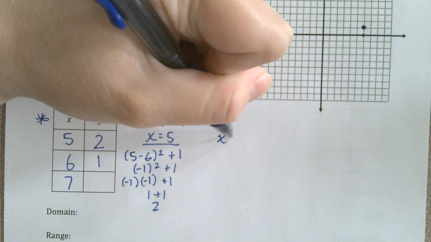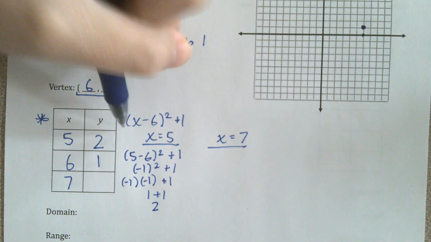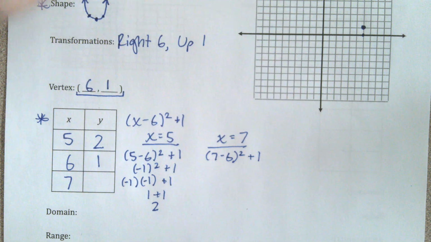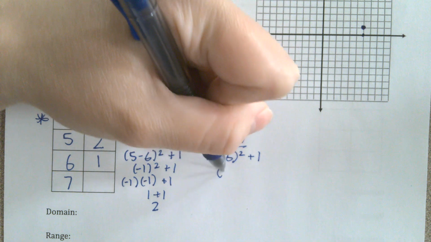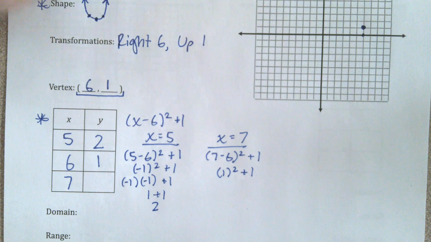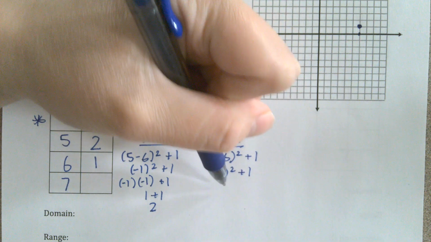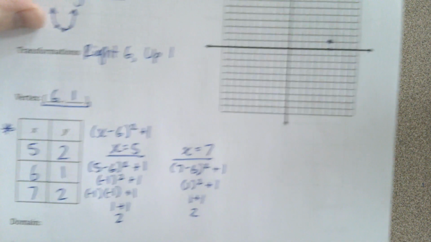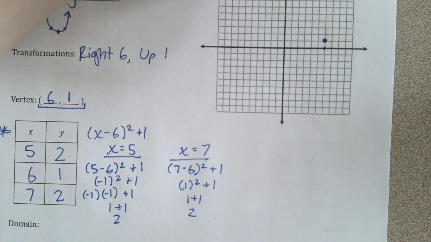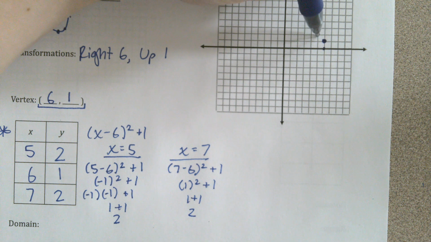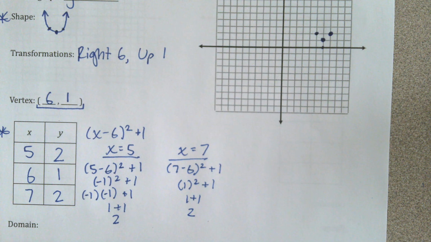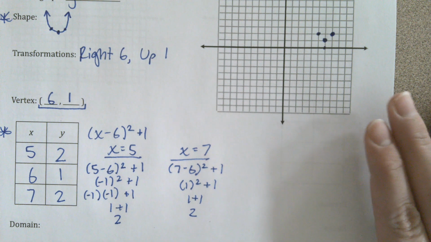And x equals 7. Plug it in. (7 minus 6) squared plus 1. 7 minus 6 is 1, squared, plus 1. 1 squared, 1 times 1 is 1, plus 1 is 2. So these are my 3 points. I'll graph the other 2 I just found: 5, 2, and 7, 2. Now I have enough of a graph to where I can draw the U.